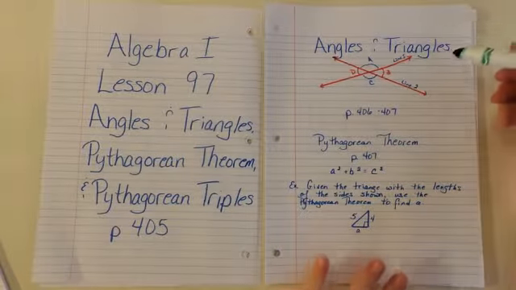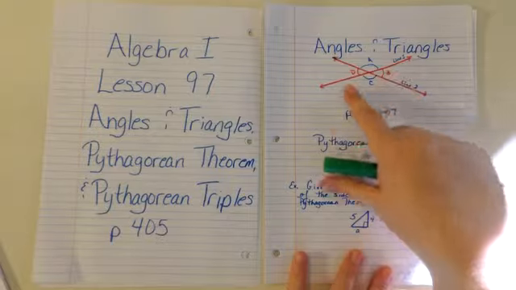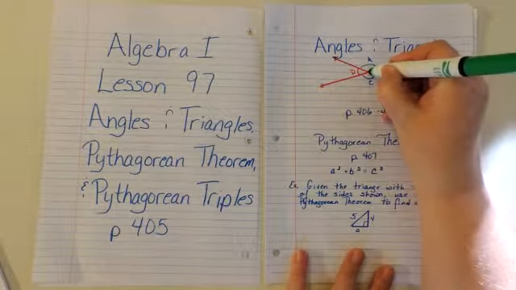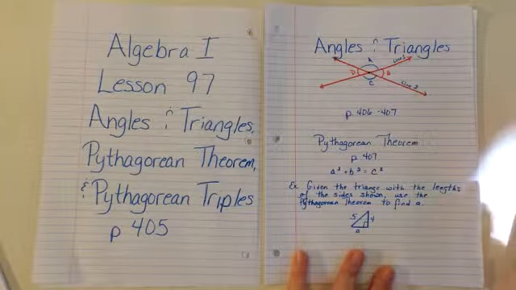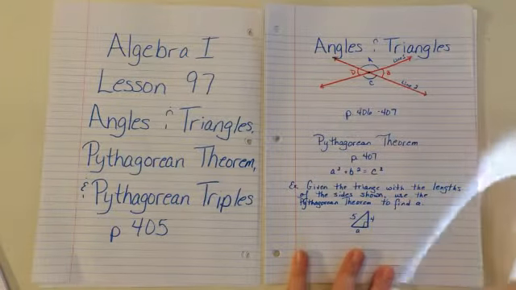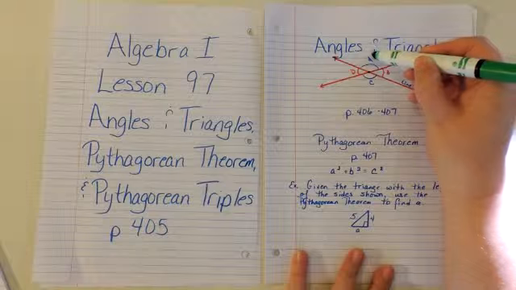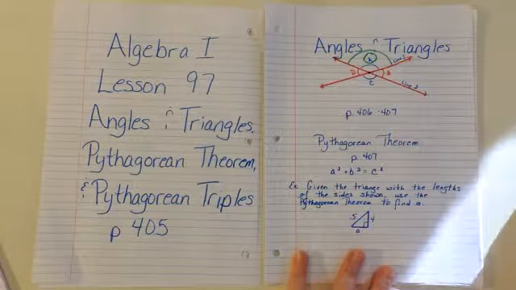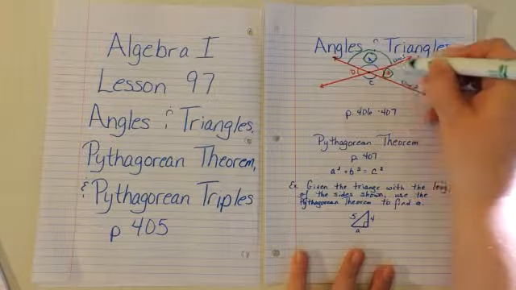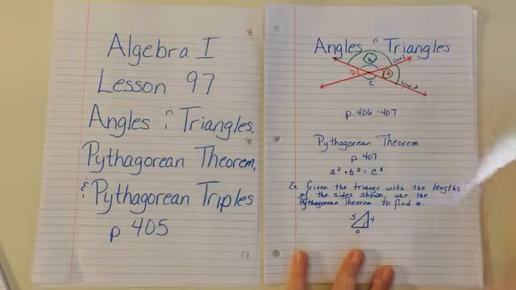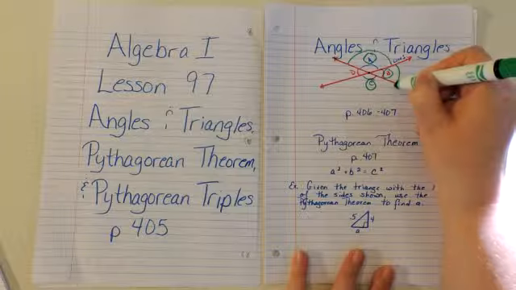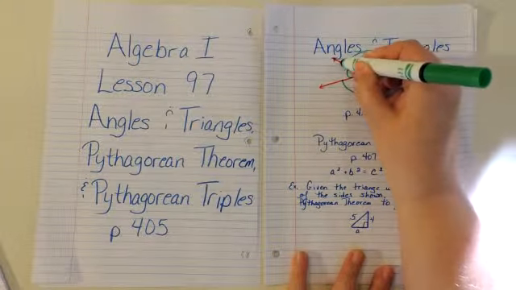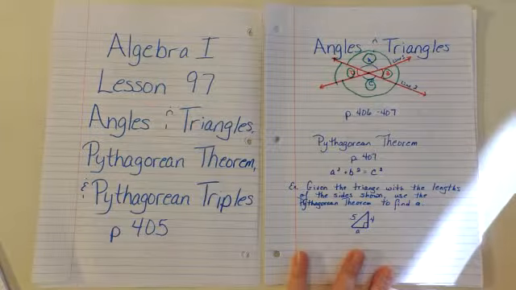So, starting with angles and triangles, here we have two intersecting lines. The lines intersect at this point, and because the lines intersect, we are left with four angles. We have angle A, which goes from here to here. We have angle B, angle C, and angle D. Right?